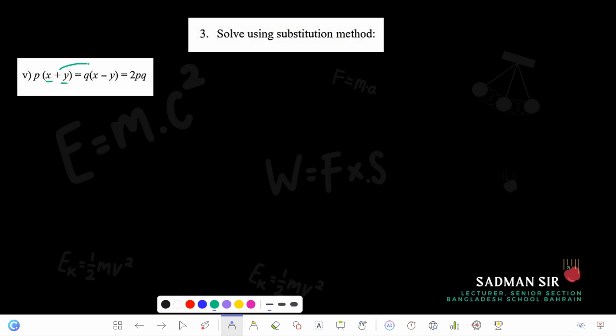At first, this one we can write equal to 2pq. So p into x plus y equal to 2pq. Let us say this is our equation number 1. And then q into x minus y, this one again we can write equal to 2pq. Both of them are equal to 2pq, right? So from this we have our two equations.